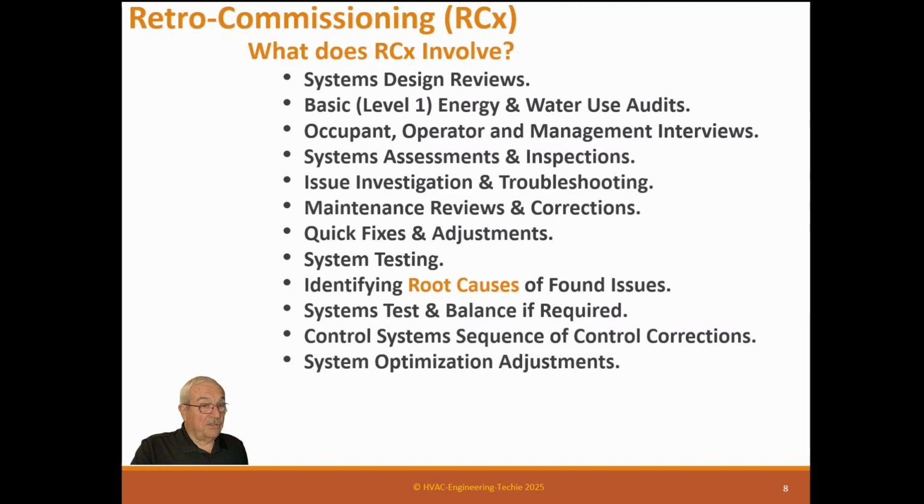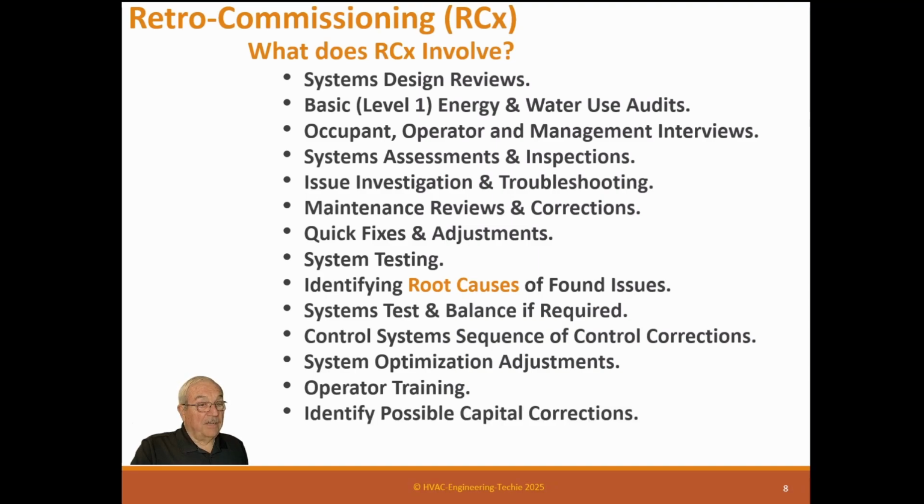System optimization adjustments. This is a process that's a little bit different, and we'll go through that. And then operator training. We do that as we're going, or we may sit down and have a small classroom training session if it's a big deal, and identify possible capital corrections. Once we get through the quick fixes and the process, we will send a report to the owner with a list of the major capital items that need to be done to bring the building up to the best it can be. Now, those may or may not be done because it's up to the owner where they want to spend that money. And then, of course, the RCx report, which includes that.